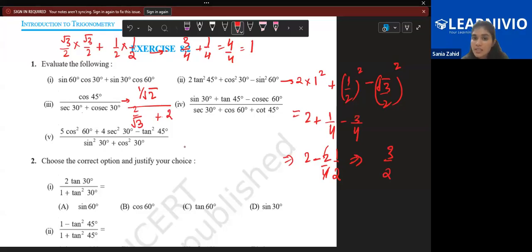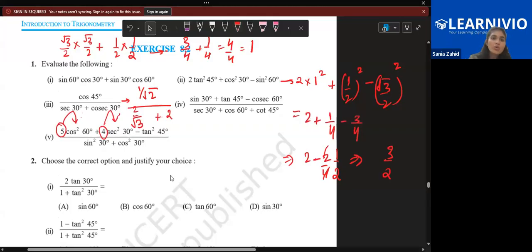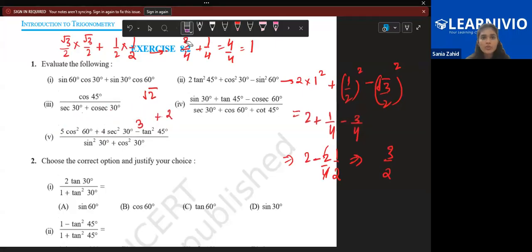Similarly, sin 30 plus. So here you just have to put the values, get your answer. Don't get confused if you have 5 and 4 written. That means you have to multiply 5 with the square of cos 30, and multiply 4 with the square of sec 30, and so on. So do the third, fourth and fifth, or do all of them, 1 to 5. Quickly do it.